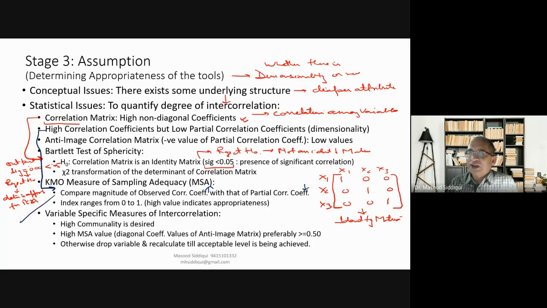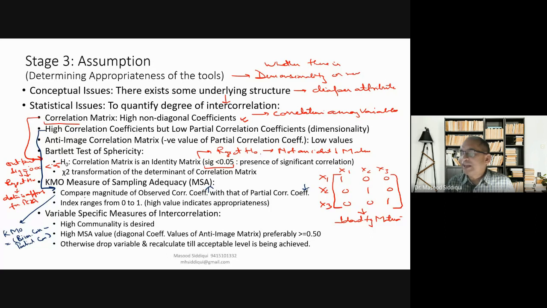So actually the KMO measure is the difference between observed or bivariate correlation and partial correlation. So if bivariate is high, partial is low, obviously the value of KMO measure would be high. If there is not much difference, then the KMO value would be low. So if we get a high KMO value, it represents that the data is appropriate for the principal component analysis.